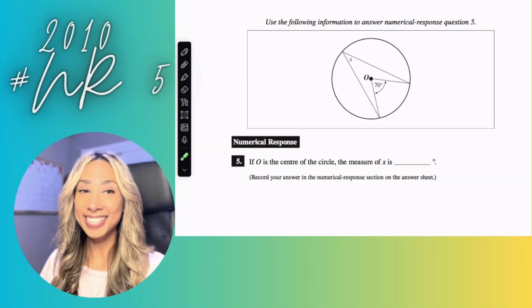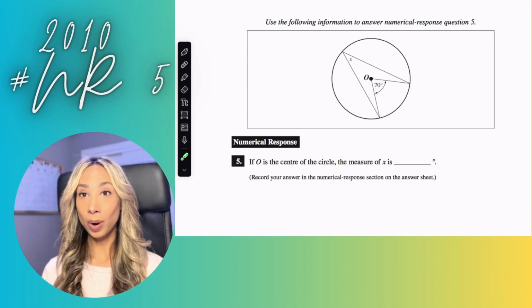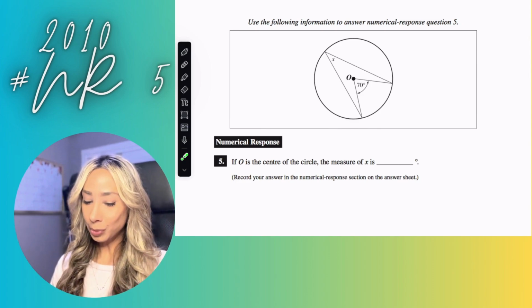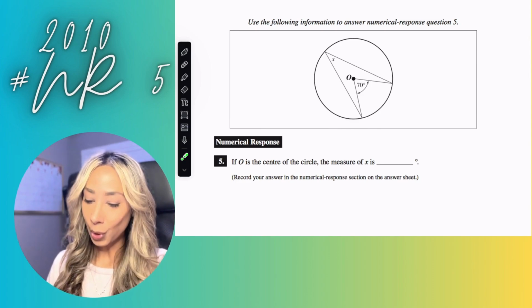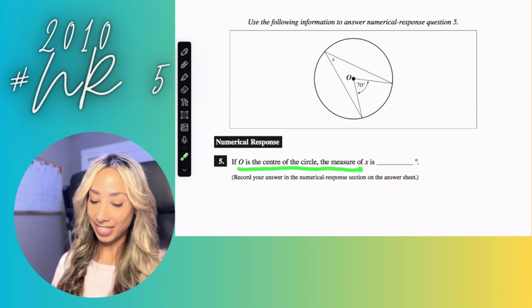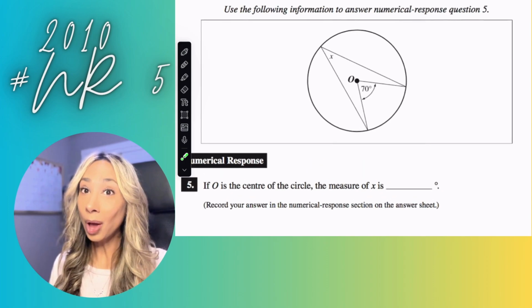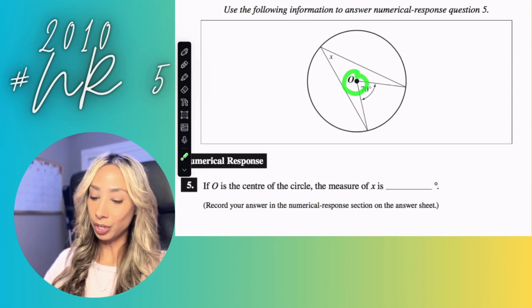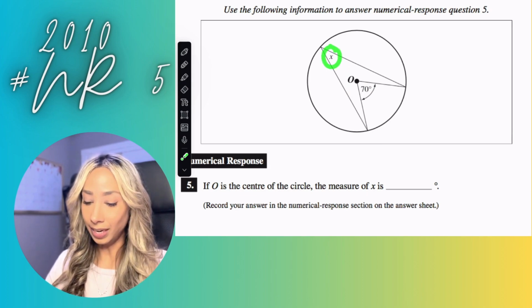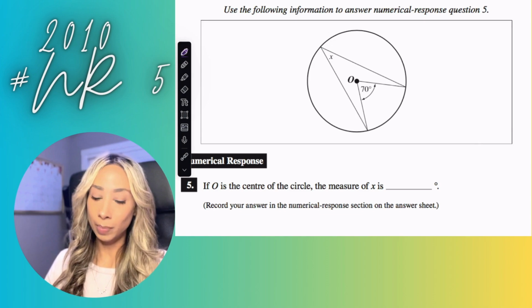8. Okay, let's look at this example here, numerical response number 5. This is one of the ones that we really need to be clear about those rules for circle geometry, okay? Otherwise you might look at this and be like, what's going on? So let's take a look at the question. If O is the center of the circle, the measurement of X is blank. So not a whole lot of information. We have our circle. We know the measurement of the circle at the center is 70. And then we're trying to figure out X. So if you don't know the rule for this one, it is going to be a little bit tricky.